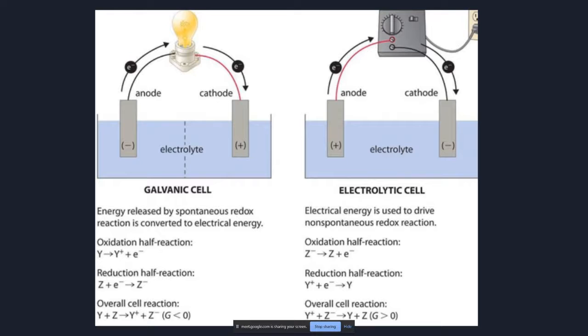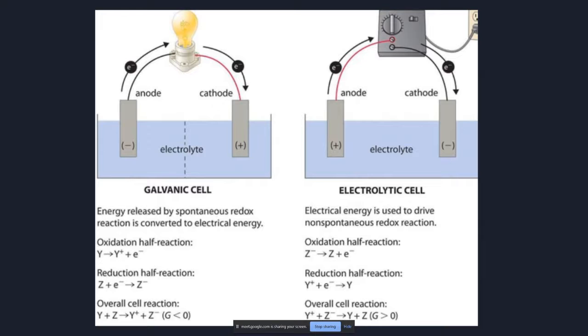Yeah, so there's actually two different types of cells. Like Nino said earlier, there's the galvanic cell, and then there's the electrolytic cell. And basically, the galvanic cell is where you convert energy from a spontaneous redox reaction into electrical energy.